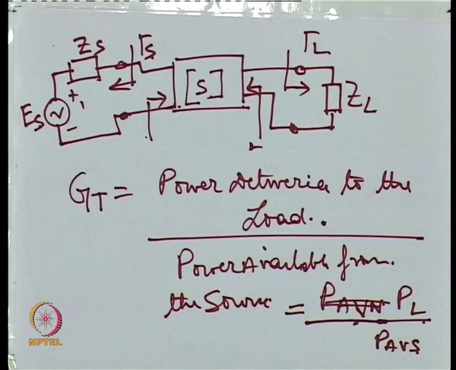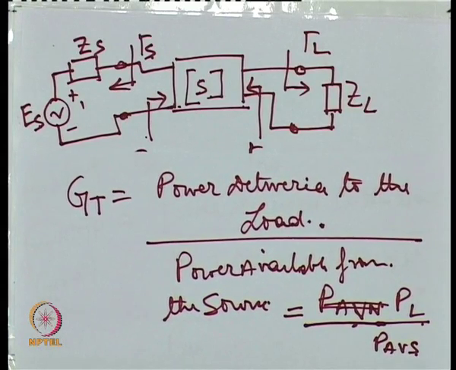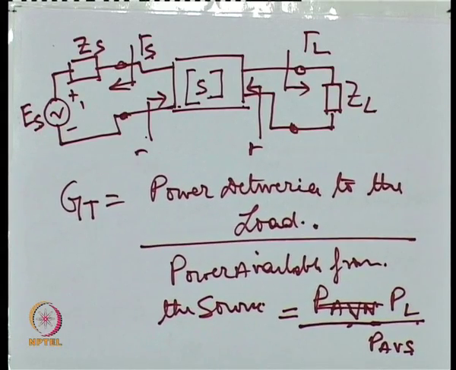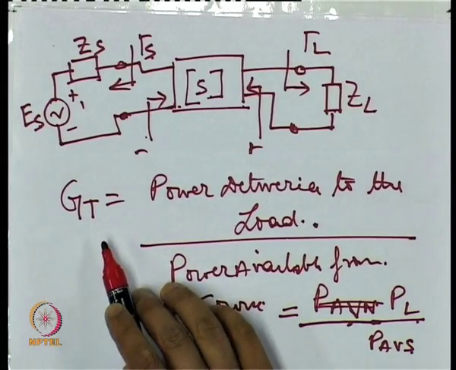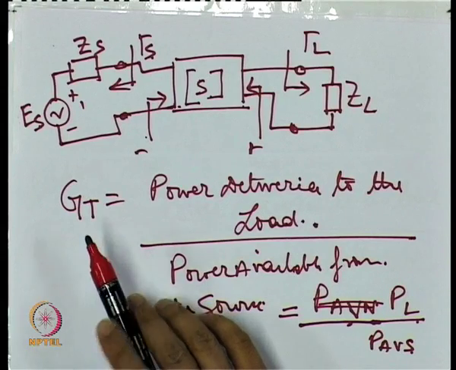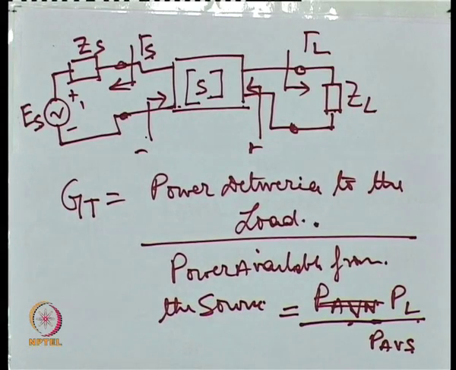But then the problem, as we shall see when we derive the expression for this GT, is that it contains some terms which make the design of a network with pure GT difficult. And therefore, we will actually design with GT in mind, but with some simplifications. We shall see this later.